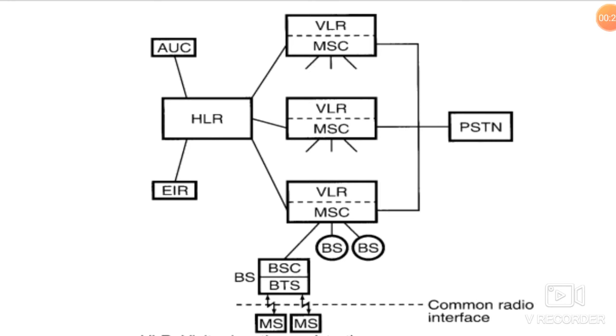All the components, such as HLR, which we have already discussed in the previous video, home location register, VLR, AUC, and EIR, are the same as used in GSM. So all these things will be used in both GSM as well as NA-TDMA. And in the NA-TDMA system, we're going to have two phases.